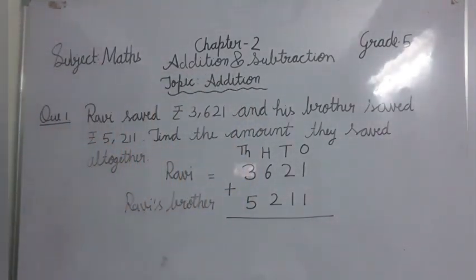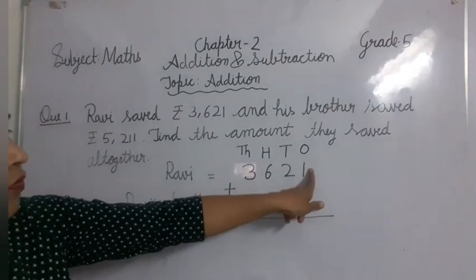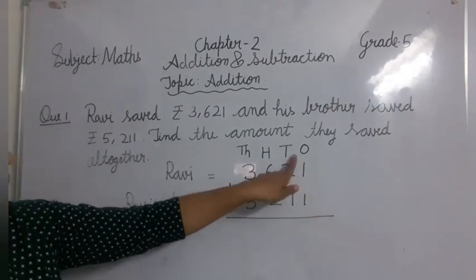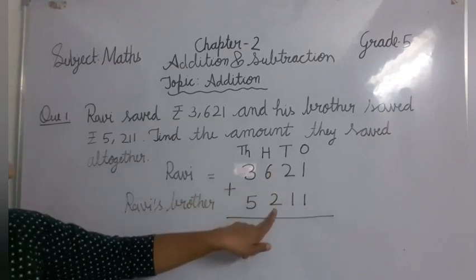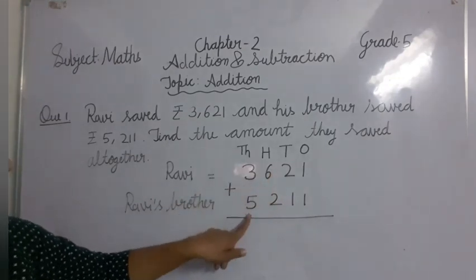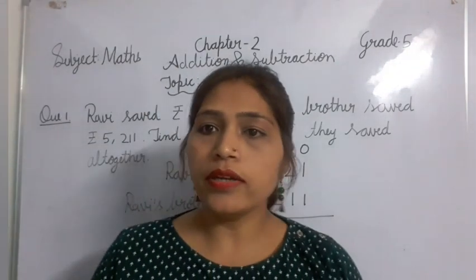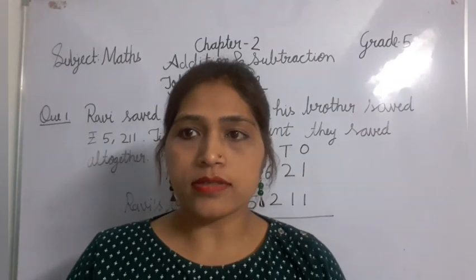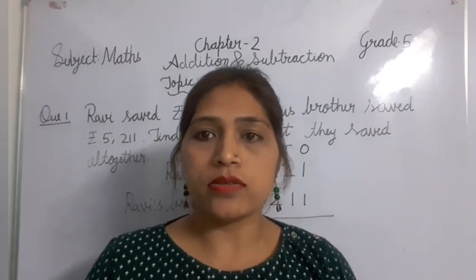Now look here, while I am writing this number. 1 should be in the 1's column, 10 should be in the 10's column, 100 should be in the 100's column, 1000 should be in the 1000's column. Like you are a fourth class student, you cannot sit in the 5th class. You have to sit only in 4th class. That is your place.